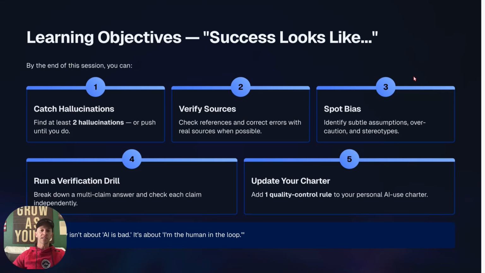So the learning objectives for today are: we're going to catch hallucinations. We're going to verify some sources, so check references and correct errors with real sources when possible. We're going to spot any bias. We're going to identify subtle assumptions, over-caution and stereotypes. We're going to run a verification drill, break down a multi-claim answer, and check each claim independently. And we're going to update our charters. So we're going to add one quality control rule to the personal AI use charter. Today isn't about AI is bad, it's about I'm the human in the loop.